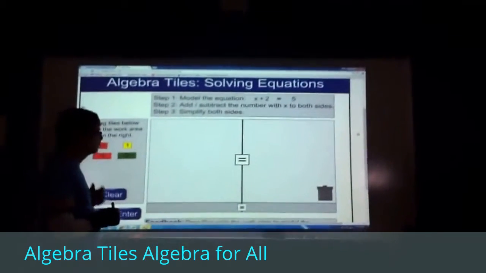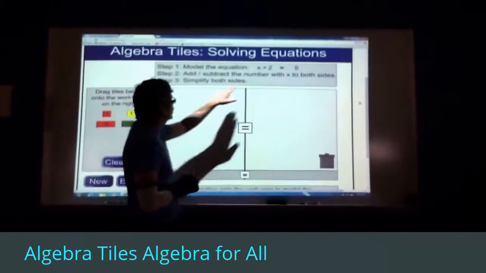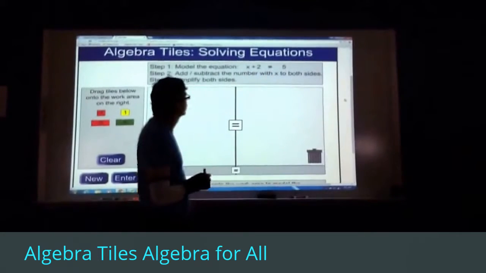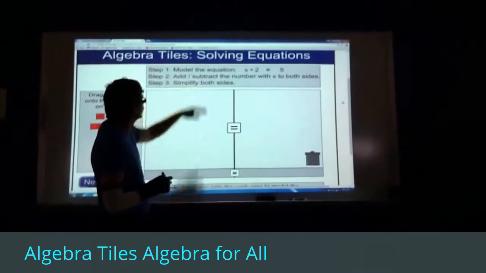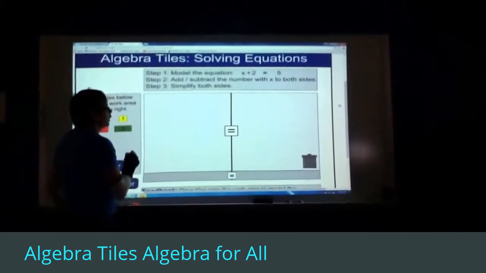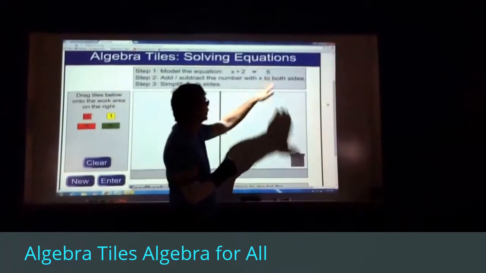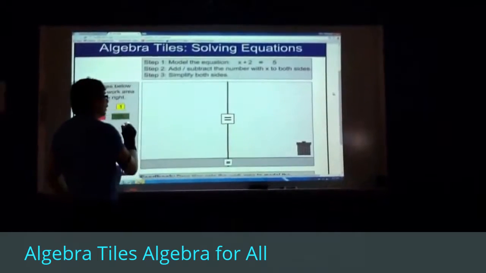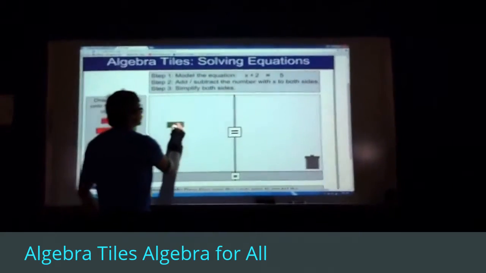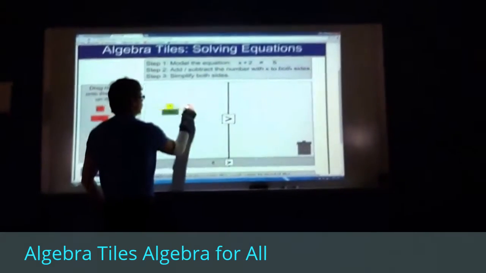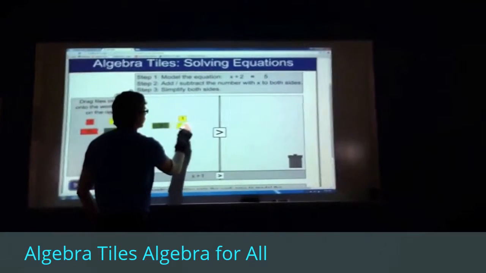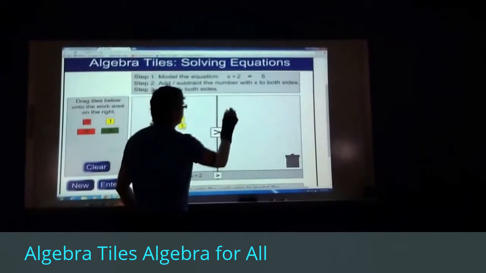In this problem, we have the equation x plus 2 equals 5. Our first step is to model this. In the equation we have what we call the left side of the equation and the right side of the equation. So to model the left side, I have an x and two ones. On the right-hand side, we clearly have a 5.